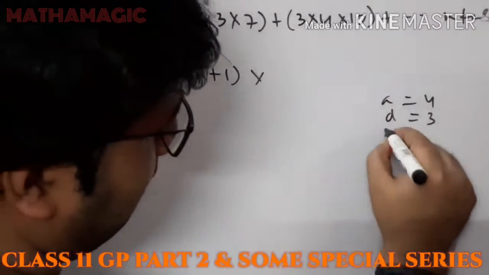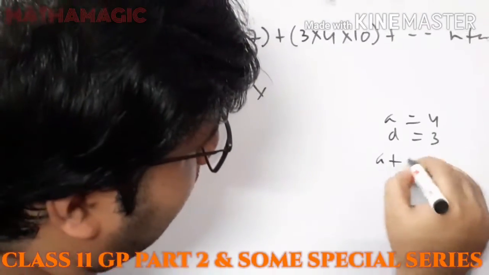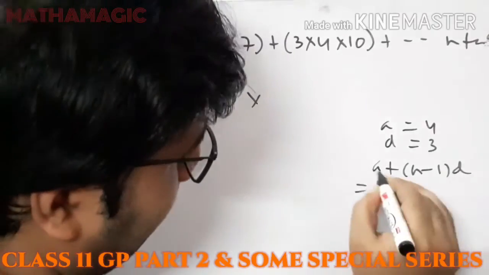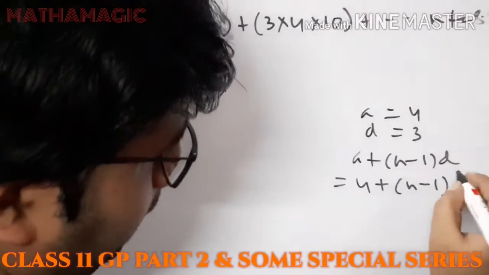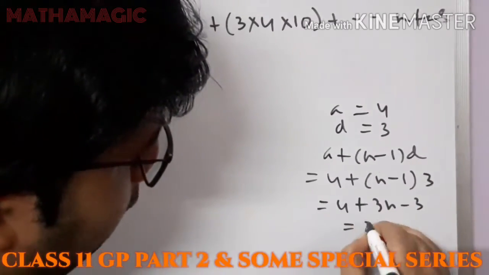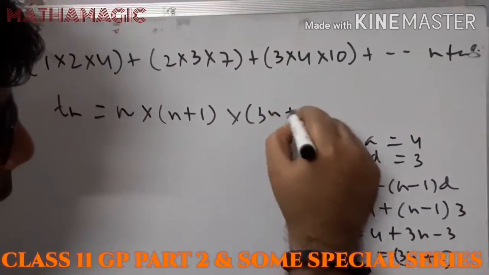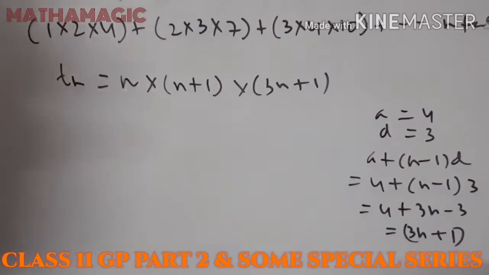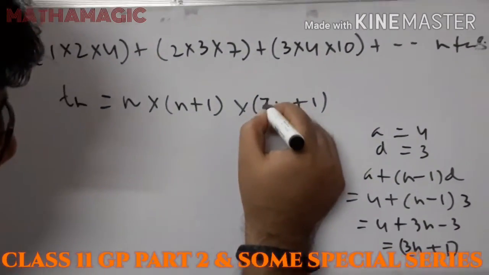So what will be the nth term? This is forming an AP, so by the formula of AP, the nth term is a plus n minus 1 into d. So it will be 4 plus n minus 1 into 3. So it will be 4 plus 3n minus 3. So it will be 3n plus 1. So this is how we can find it. 3n plus 1. This is the procedure by which we can find the Tn.